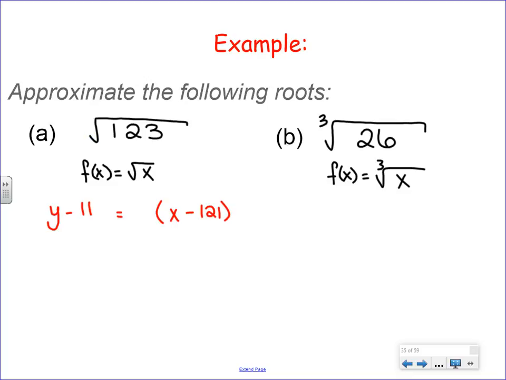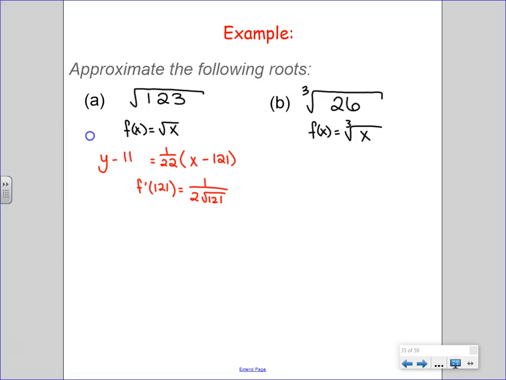Whew, that's close. But I do need to find my derivative. Do you guys see why? I need my slope. F prime of 121 would equal 1 over 2 square root of 121. Is that okay? So that'd be 1 over 22.